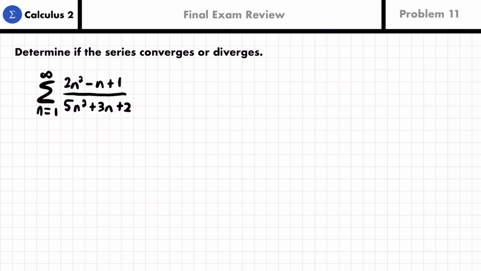Next up, for problem 11, we want to determine if the series converges or diverges. And we're given the sum from n equals 1 to infinity of 2n squared minus n plus 1 divided by 5n squared plus 3n plus 2.